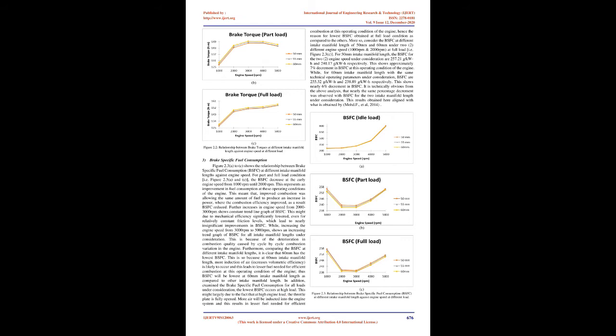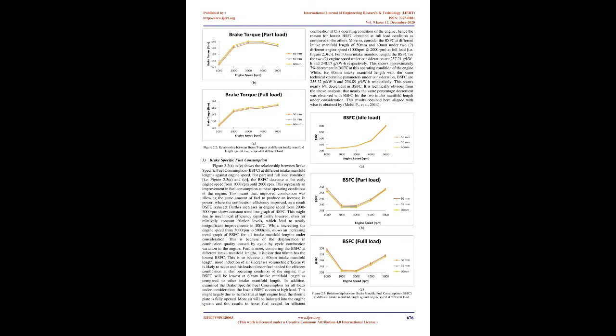3. Brake-specific fuel consumption. Figure 2.3 a to c shows the relationship between brake-specific fuel consumption, BSFC, at different intake manifold lengths against engine speed. For part and full load conditions, i.e. figure 2.3 a and c, the BSFC decreases at the early engine speeds from 1000 rpm until 2000 rpm. This represents an improvement in fuel consumption at these operating conditions of the engine. This means that improved combustion was allowing the same amount of fuel to produce an increase in power, where the combustion efficiency improved, and as a result BSFC reduced.